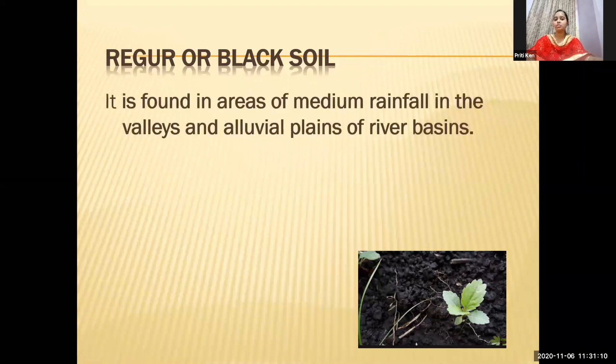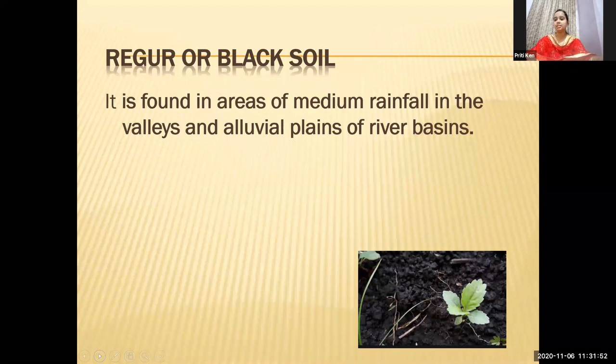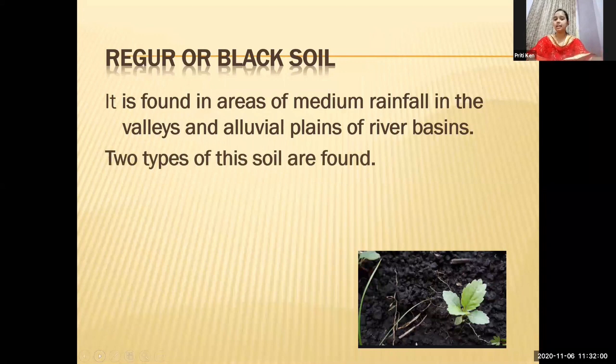Now see the REGUR or black soil. It is found in areas of medium rainfall, in the valleys and alluvial plains of river basins. Where is it found? In areas of medium rainfall, not very high rainfall, not very low rainfall, and it is found in the valley region. Do you know which region is known as the valley region? Or alluvial plains of river basin, the path through which the river flows. जो नदी का बहने का पाथ होता है, जिस जगह से नदी बहती है, वैली से या किसी भी जगह से, that is known as the path of river basin. So black soil is found in alluvial plain valleys, and in the region of medium rainfall.